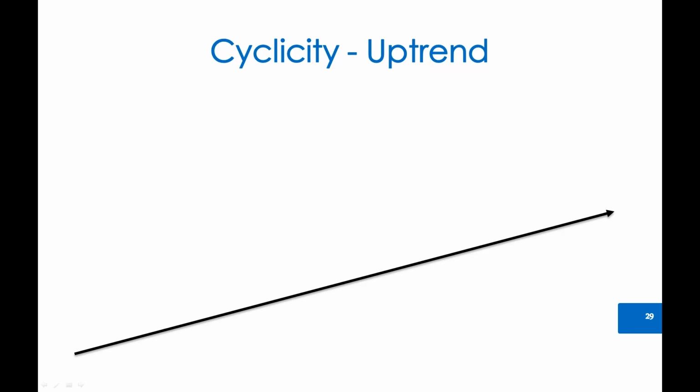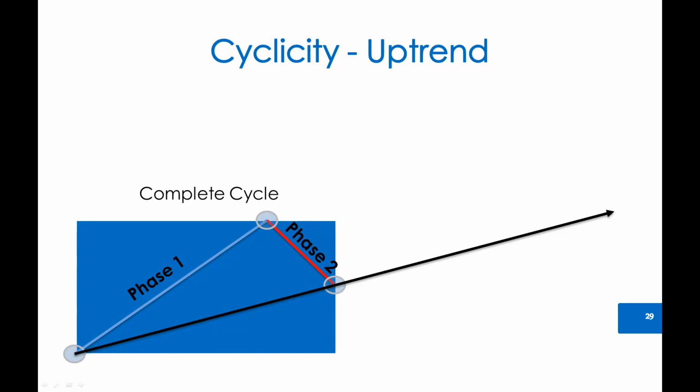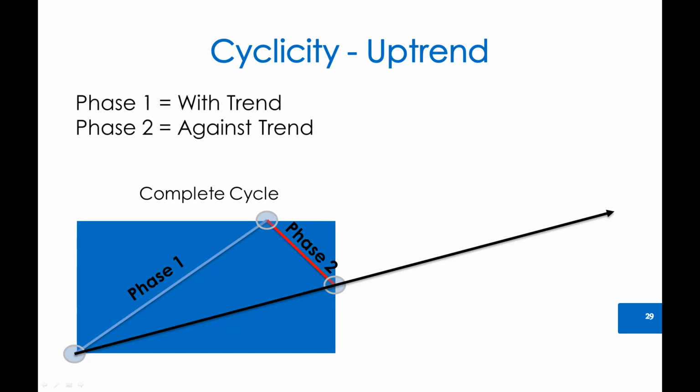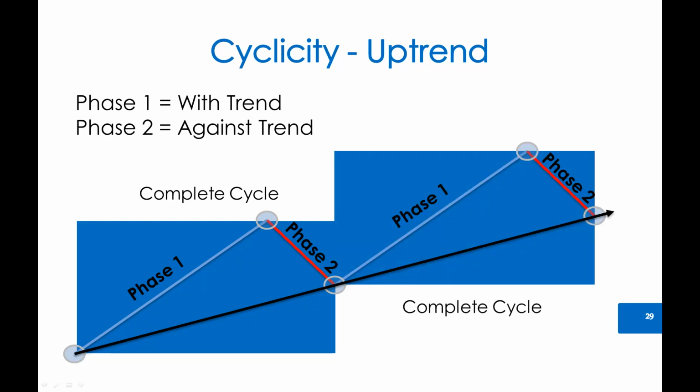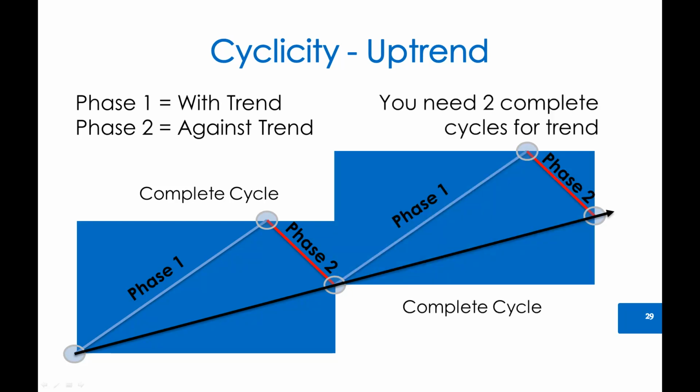So from a cyclicity perspective, if you see the chart moving in an upward direction, we'll deal with downward direction in a minute, what you are looking for is price to move away from the trend, but with the trend. That's called a phase one. Phase one is always with the trend, and phase two will always be a retracement, or what we call against the trend, back to bounce and then go off back into another phase one along with the trend, and phase two will be a retracement against the trend.